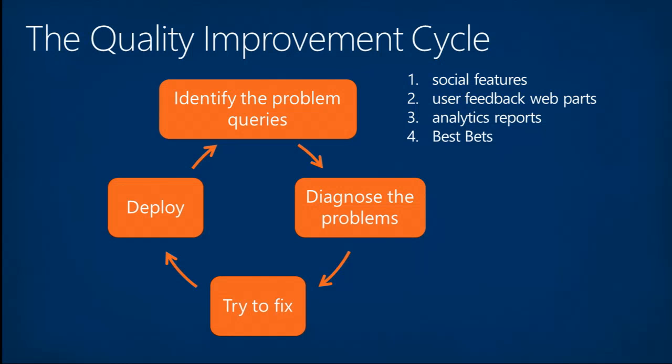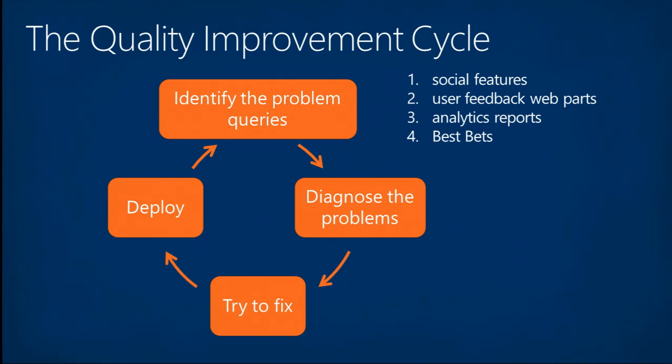For a more statistically valid approach, there's an analytics reporting system. You can go in there and find out what the most popular queries are and which of them didn't work. And that's a great place to start. And finally, if you're upgrading, you can look at best bets that have been curated in previous versions. They could well be areas that aren't working.